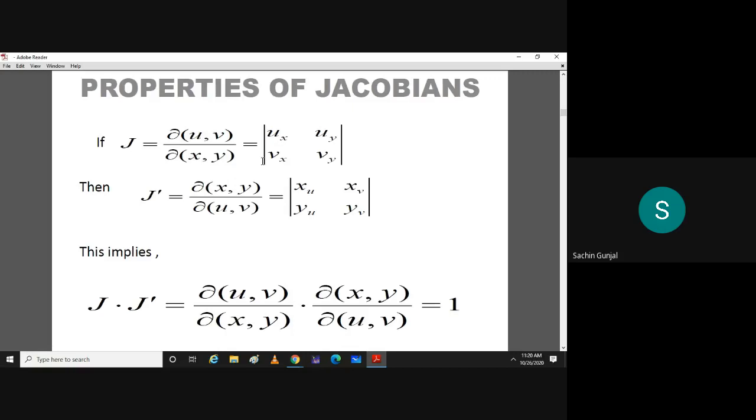First property, if j is Jacobian of uv with respect to xy, which is ux, uy, vx, vy, then j dash is Jacobian of xy with respect to uv, which is xu, xv, that means partial derivative of x with respect to u and partial derivative of x with respect to v. The second row is partial derivative of y with respect to u and y with respect to v. If you take the product of these two Jacobians, you will get 1. Now this will help you to find one Jacobian from another.